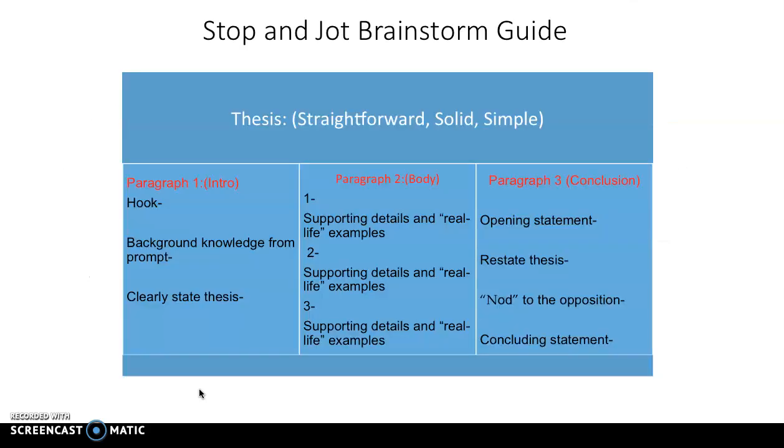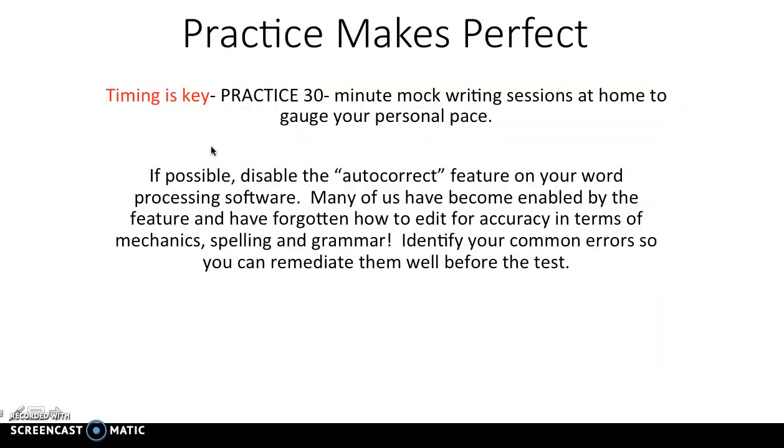Edit with intention. This is a really simple stop and jot brainstorm guide just to kind of revisit what we went through today in this presentation. You're going to have a straightforward and solid and simple thesis. You're going to have a paragraph 1 with a hook, background knowledge, and that thesis. Paragraph 2 will have 3 really great examples and truly just reasons that you feel that your point is the best, with great supporting details and hopefully some real life examples. Paragraph 3 will have that opening statement, restate the thesis, nod to the opposition, and a strong concluding sentence. Remember, practice makes perfect.